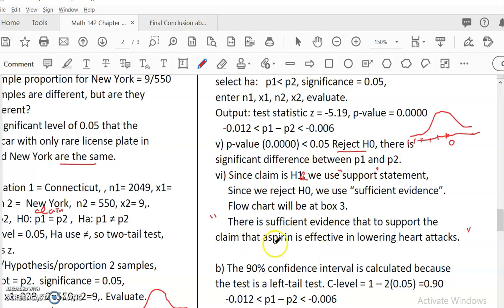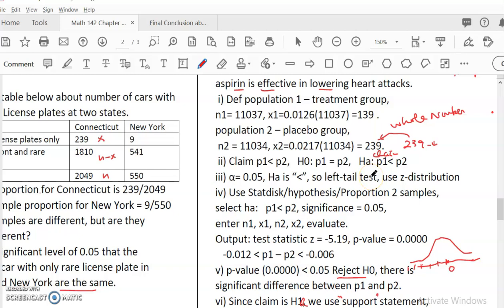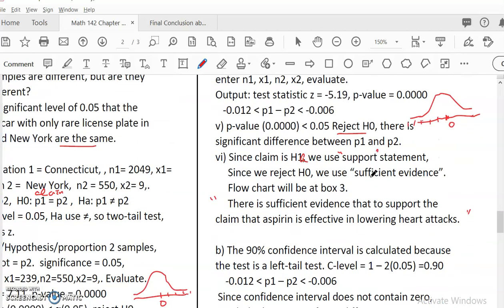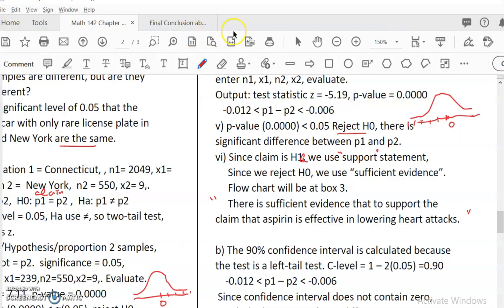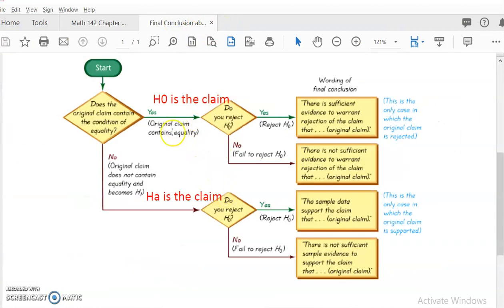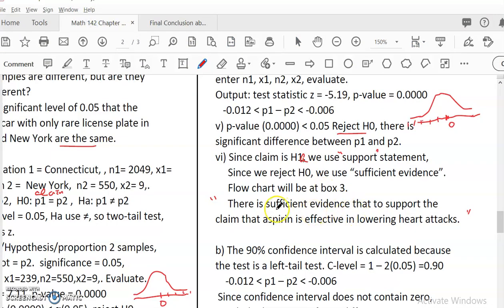So when you say the claim, you don't say that whatever is higher than whatever. You actually just say the claim. Effective means aspirin can have a lower heart attack rate for people. And here, we should also look at the final conclusion. Our claim is in HA, right, because it's lower, and we reject the null hypothesis, so we say the sample data support the claim. So there is sufficient evidence to support the claim that aspirin is effective.